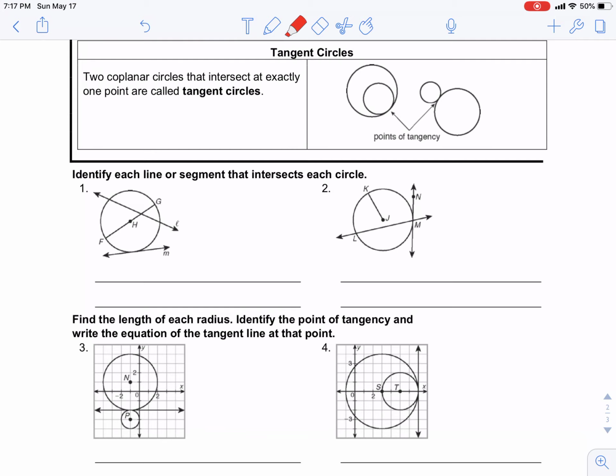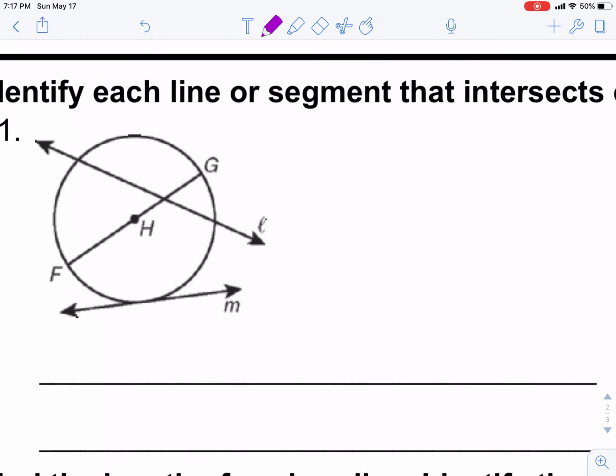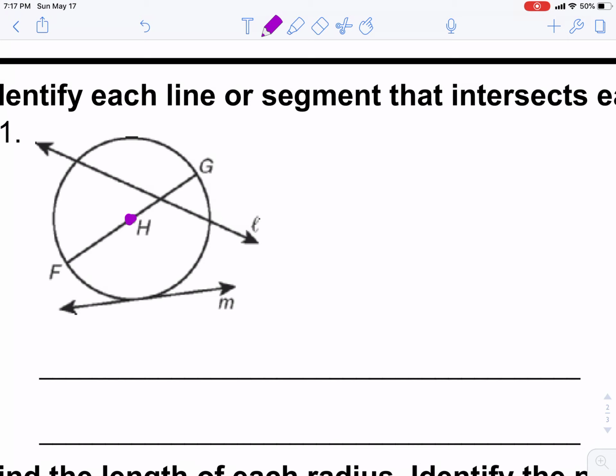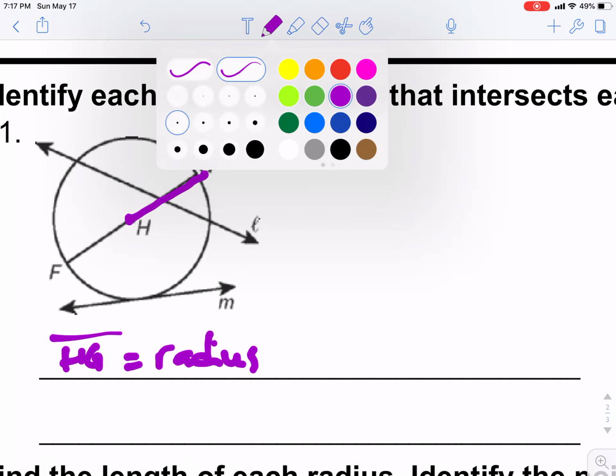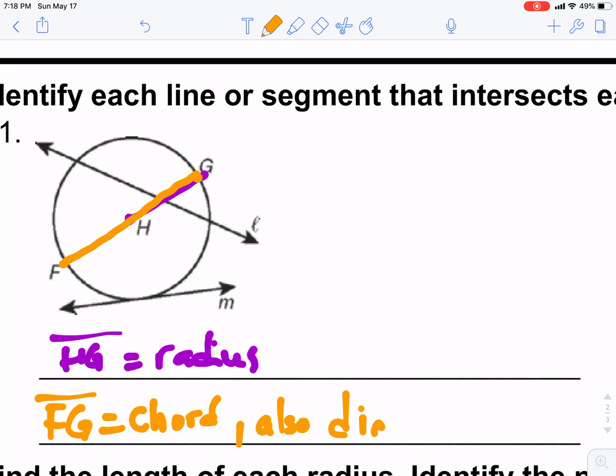Right? So number one says identify each line or segment that intersects each circle. First off, we're going to go HG. We're going to start out small and get big. HG is called the radius. Then we have F to G. F touches, G touches. So FG is two specific things. It's the new word chord, but it's also the diameter because it goes through the center of the circle. So FG is both because it goes straight through that center, through H.